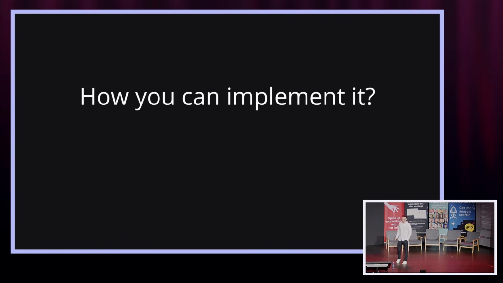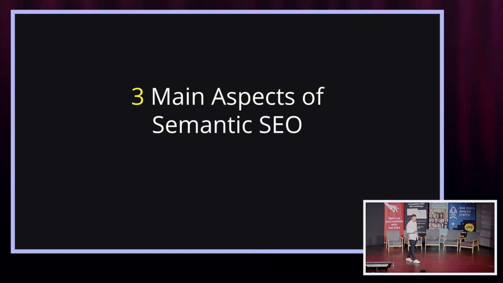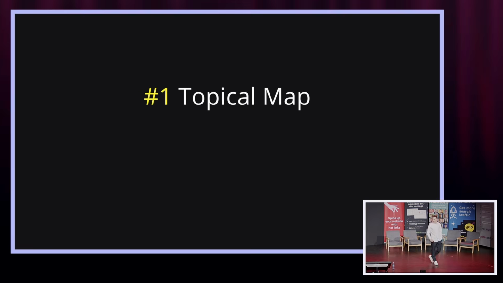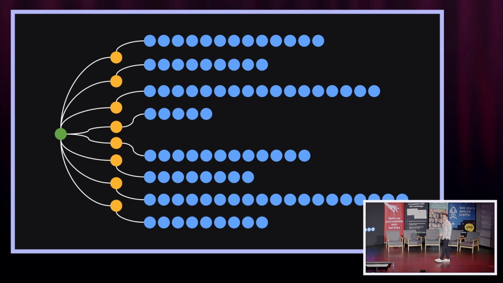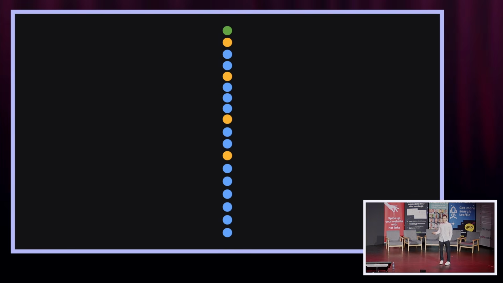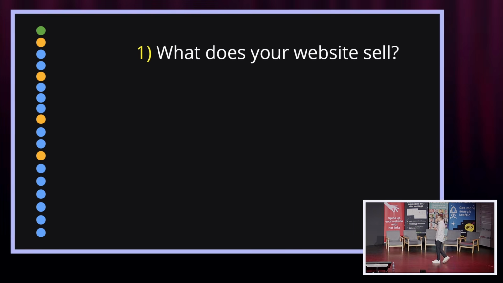So, how can you implement it? There are 3 main aspects to semantics. The first one is a topical map. Basically, this would be a representation of a topical map. You do not need to build a graph like that. In a simple way, it can be just a list of topics. So, in the simplest form, you just open Google Sheets, and you list different topics in a single column. Nothing too complicated. The way to do it, that's where things get a little bit tricky.